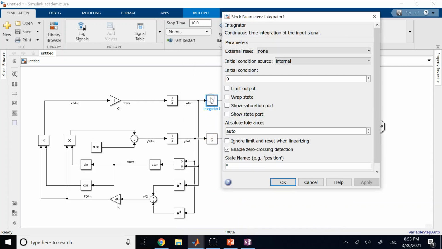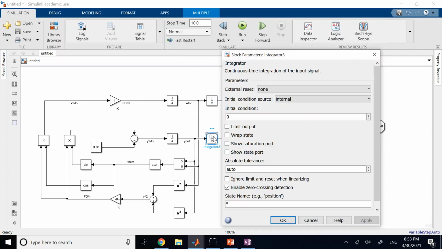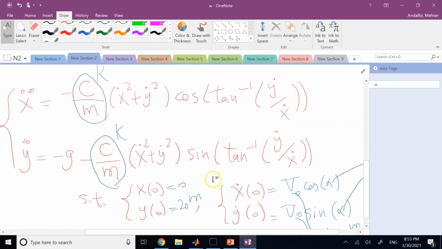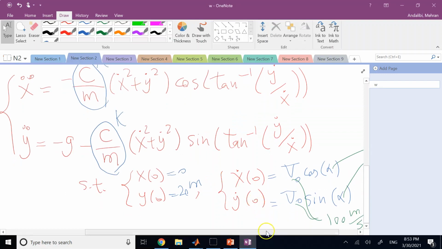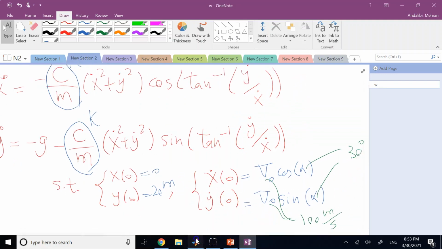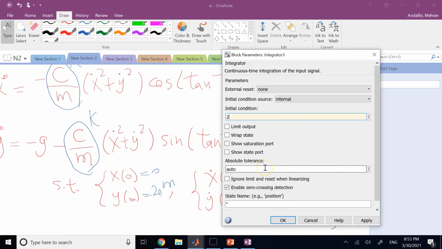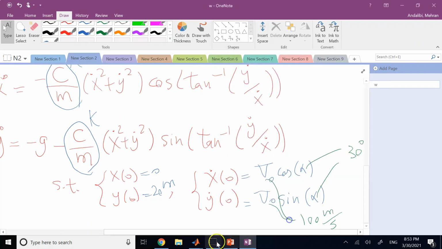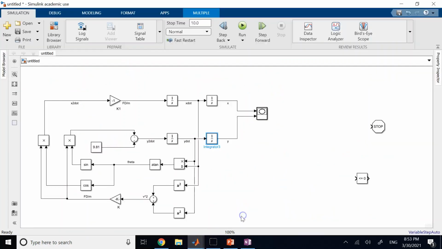Then we have x of 0, which is 0, and y of 0, which we consider to be 0 too. Okay, and this is good to go. It's going to plot x versus y.